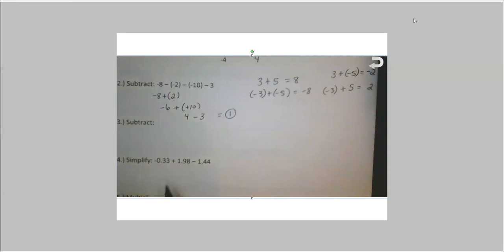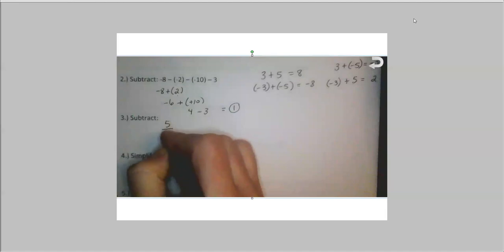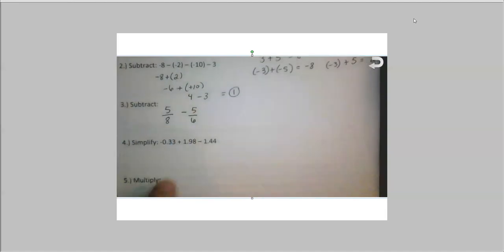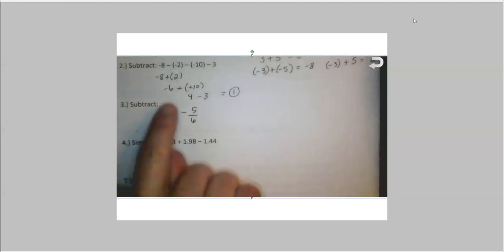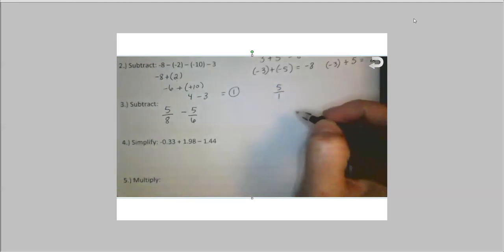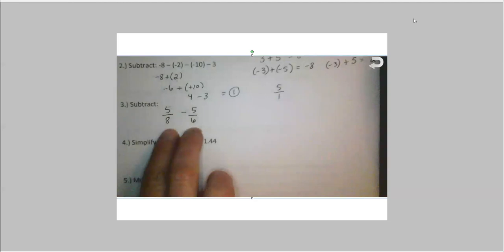Okay, in this next example, I have 5/8 minus 5/6. Rational numbers are any numbers that can be written in fraction form. Even an integer can be a rational number because we can put that over 1 and make it a fraction. So why this unit's called rational numbers, because counting numbers, natural numbers, whole numbers, integers, those are all types of rational numbers. They're any number that can be written in fraction form.